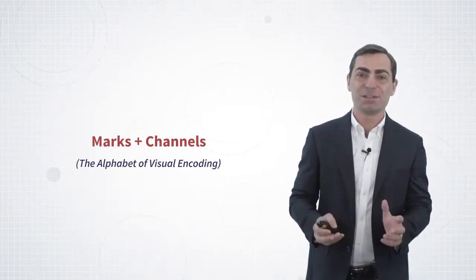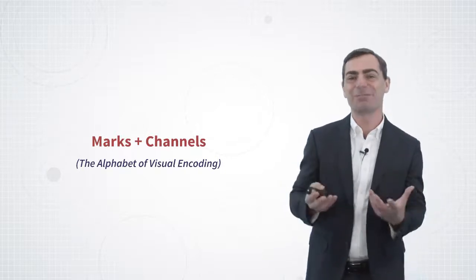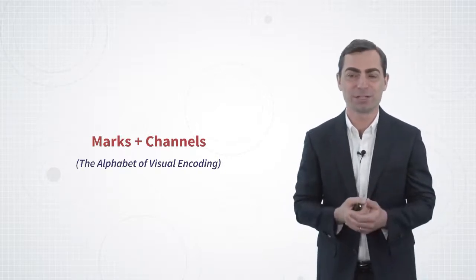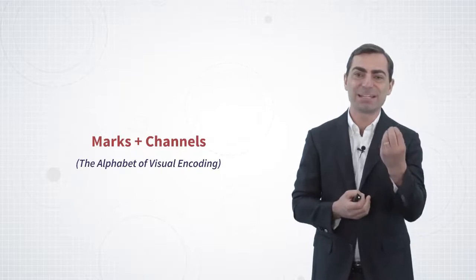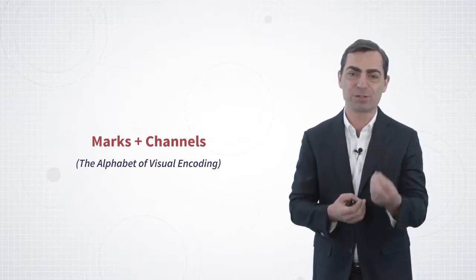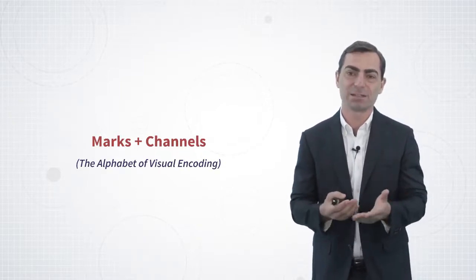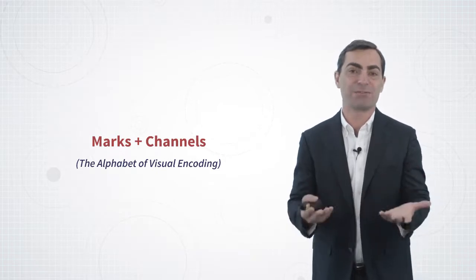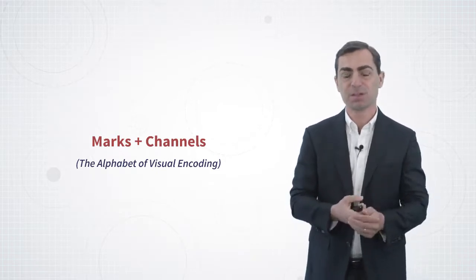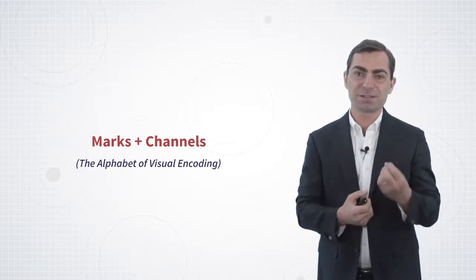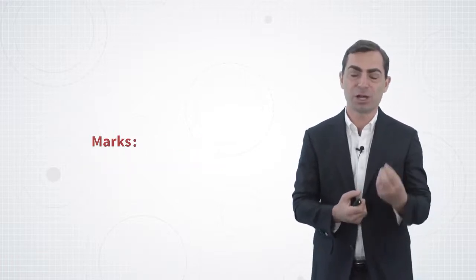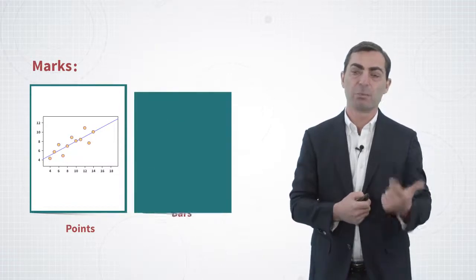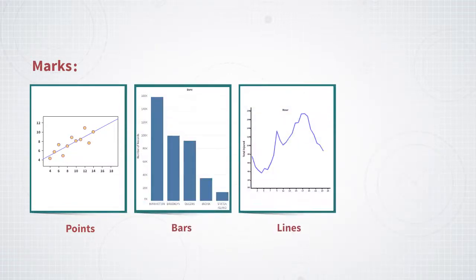In a way, you can think of this as the alphabet of visual encoding, the elements of the language, the visual language that we use to create visualizations. So let's start with the first set of components, the marks. We have four main types of marks. These are the most common ones. We have points, bars, lines, and areas.